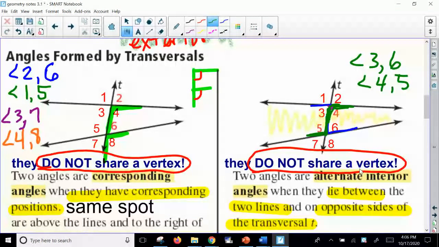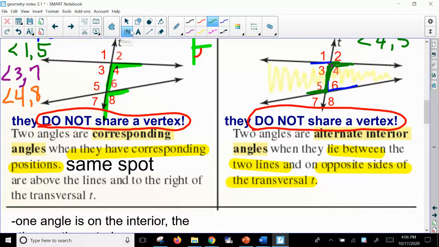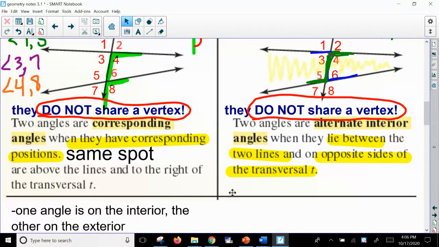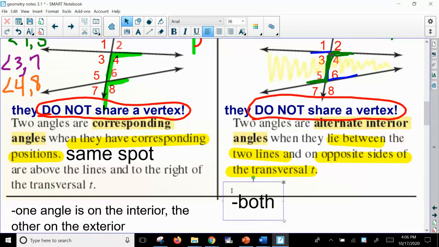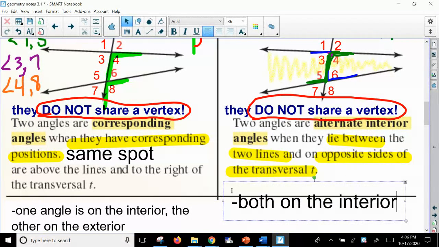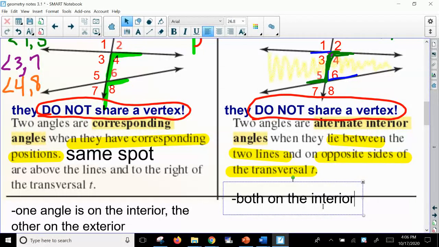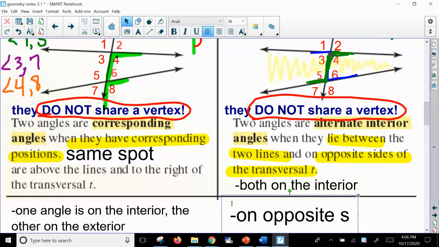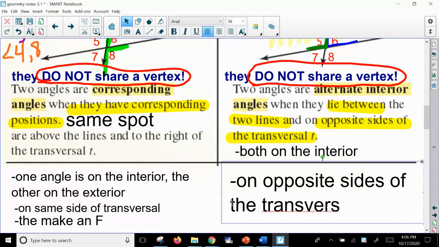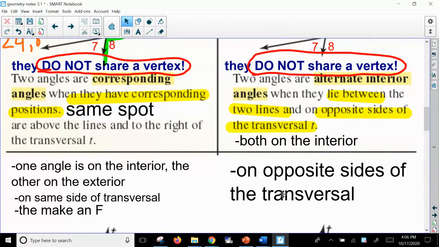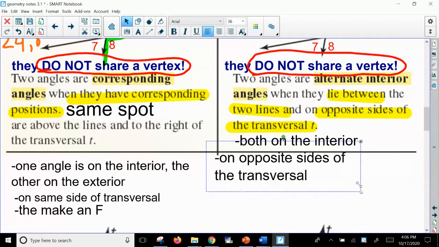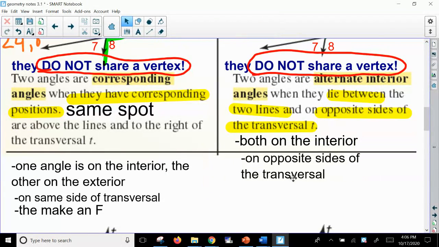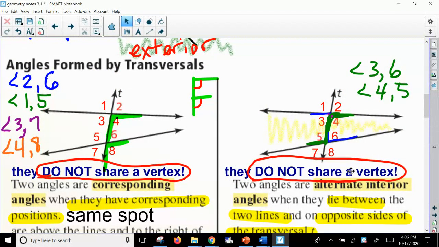So let me type what I just said. I already put they do not share a vertex. They are both on the interior. Different vertex. They're on opposite sides of the transversal. Put that there, for your alternate interior angles. And again, I have another nugget for y'all. So let me do this one more time and erase.